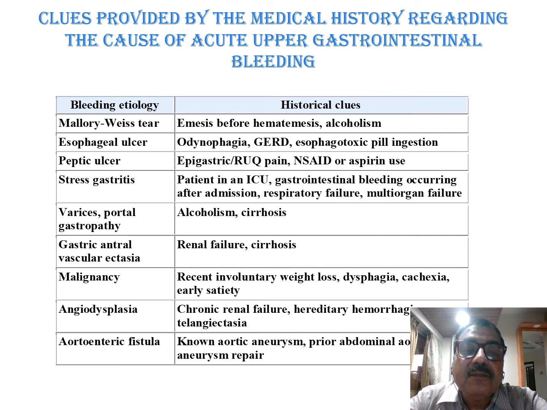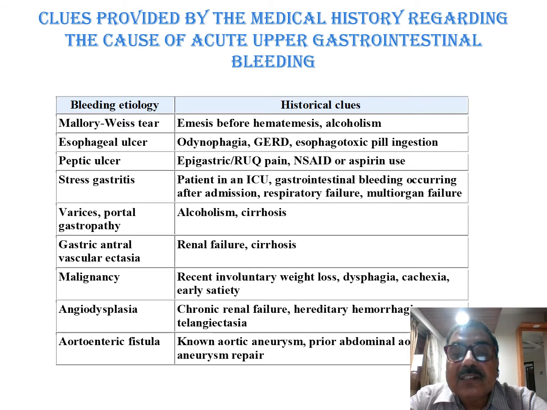And most of them are very well recognized. When you take the clinical history, what is important is the bleeding etiology and historical clues, because now the questions are always asked on a clinical scenario basis. In Mallory-Weiss syndrome, there is emesis before hematemesis, and there is the element of alcoholism. So that is important. If there is an alcoholic binge, then after vomiting and bleeding, the chances of Mallory-Weiss tears are far higher.